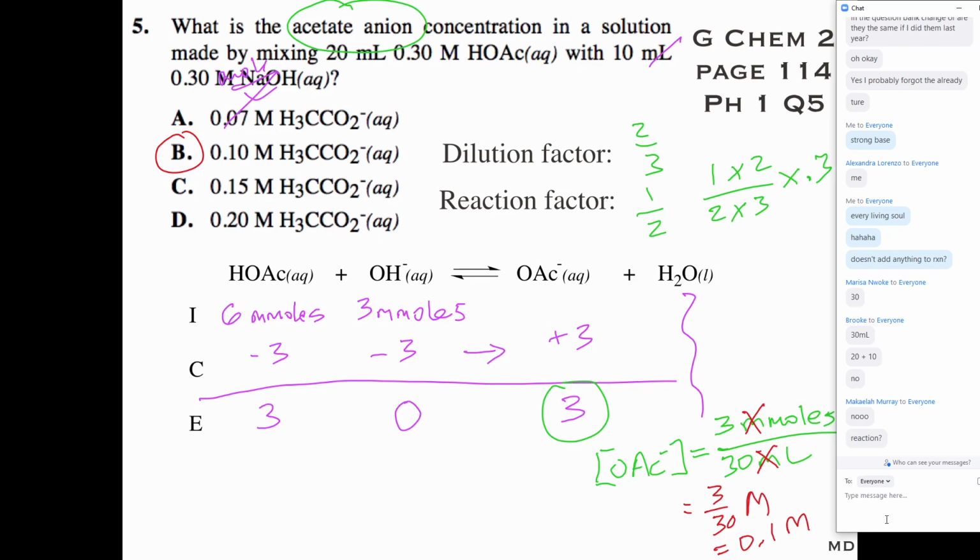So let's cancel what we can. 2's cancel, 0.1, 0.1 molar. How many are okay with this approach, considering the two factors, dilution and reaction? Half an equivalent plus 2/3 dilution, 20 over 30. Is this a faster way that is doing the same thing, but more organized, more conceptual?